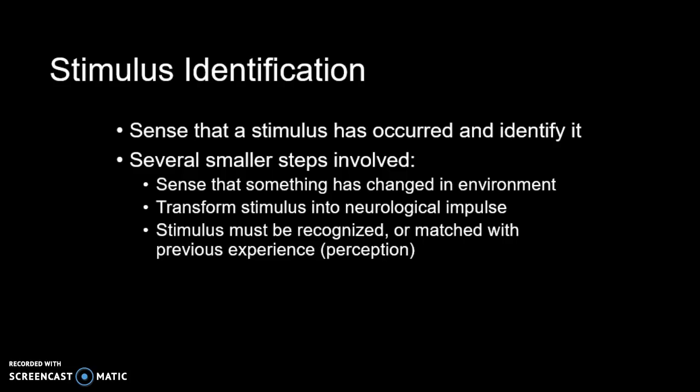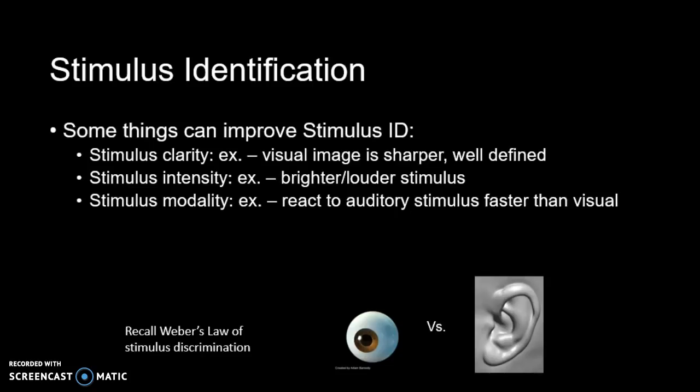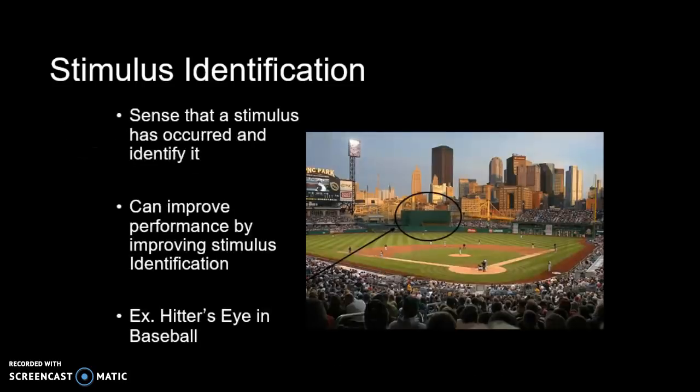And there are several steps. So we sense that something's changed in the environment. We now take that stimulus, transform it into a neurological impulse, and then the stimulus must then be recognized or matched with a previous experience. And so we now perceive that stimulus. And we can improve this through stimulus clarity, making an image sharper, stimulus intensity, something brighter or louder, okay, and stimulus modality, so the way we react to auditory stimulus faster than visual stimulus.